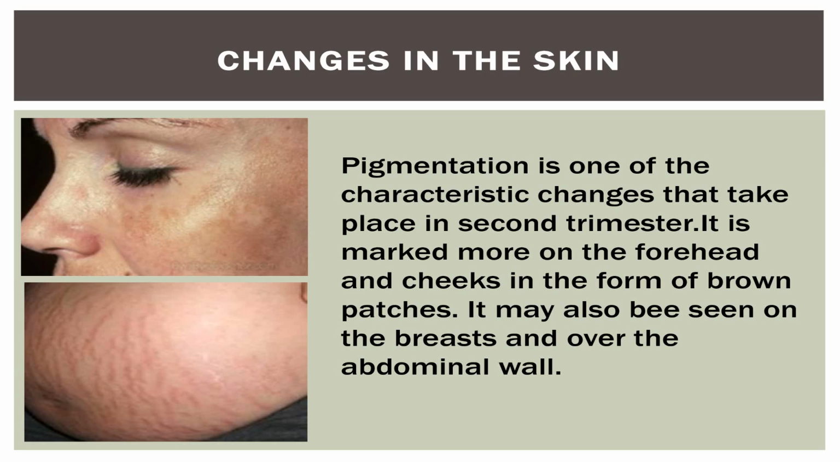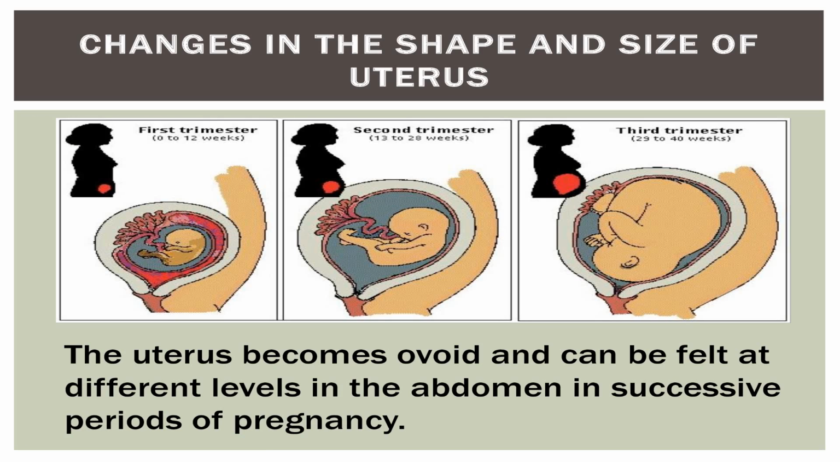Uterus becomes ovoid and can be felt at different levels in abdomen in successive period of pregnancy.